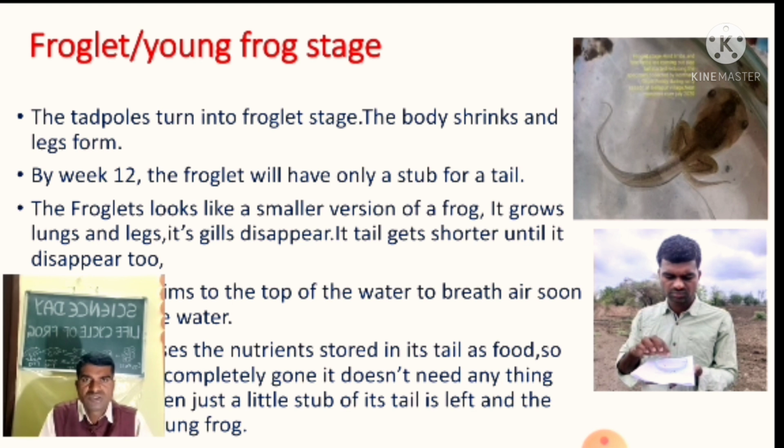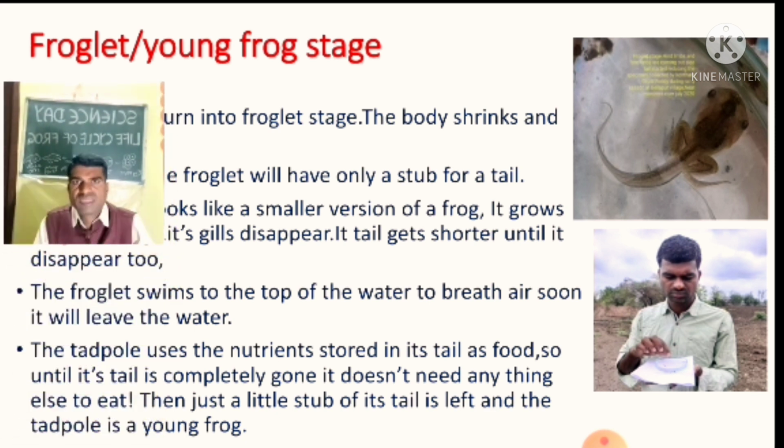It grows lungs and legs. Its gills disappear now. Its tail gets shorter until it disappears too. So day by day, as the tail is reducing, the lungs become functional. Hind limbs are also coming outside and developing. Forelimbs are also coming outside. So hind limbs and forelimbs are developing here.